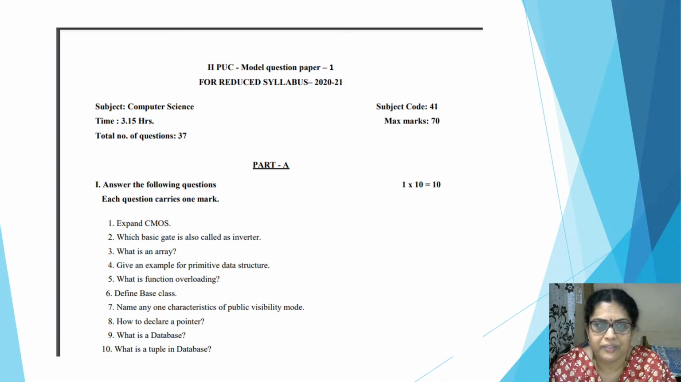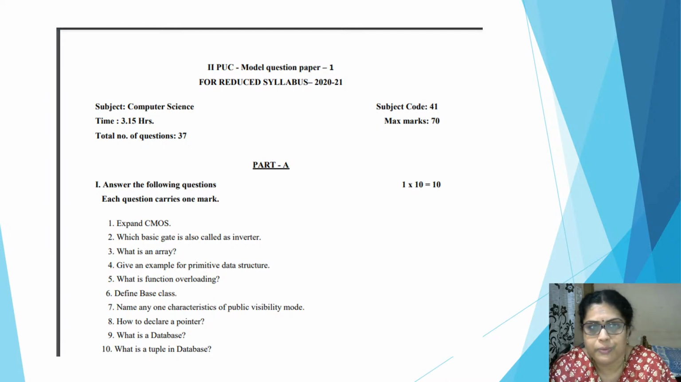We can see the set of questions in Part A. In Part A, we have 10 questions, and all the questions need to be answered, and each question carries 1 mark. You can see here, answer the following questions 1 to 10, so 10 marks. Each question carries 1 mark.